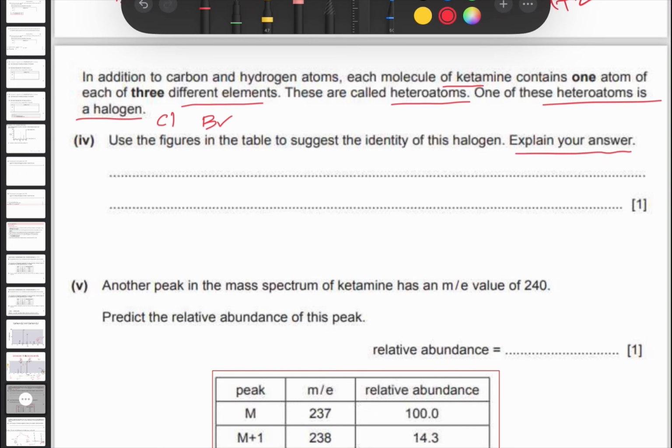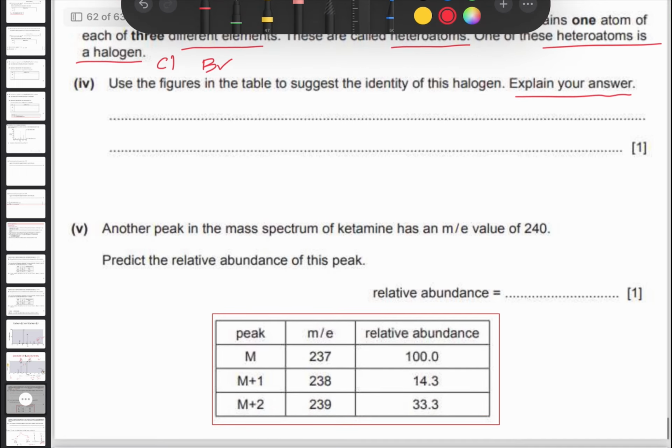So how can I explain my answer? First of all, you have to look at the M and M plus 2. Have a look at the height here. It's 133, which means the relationship is 3 to 1. So if you have M and M plus 2 and the ratio is 3 to 1, then definitely the halogen that you have is Cl because their height is 3 to 1.